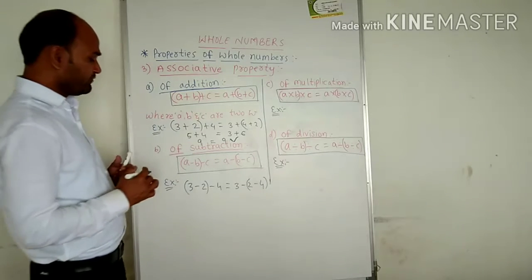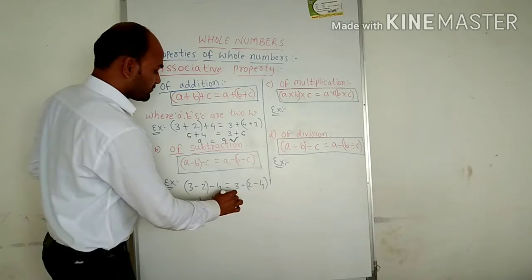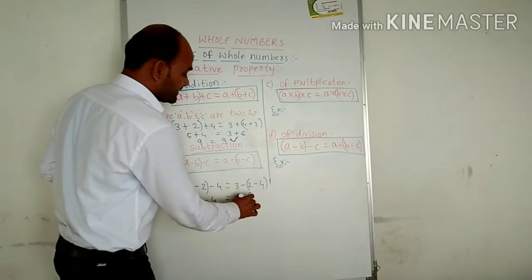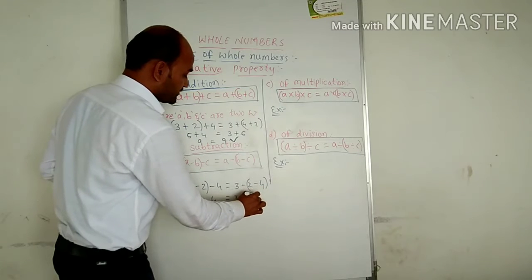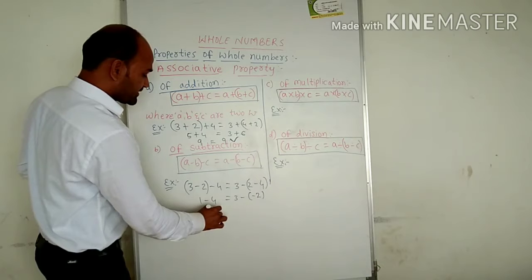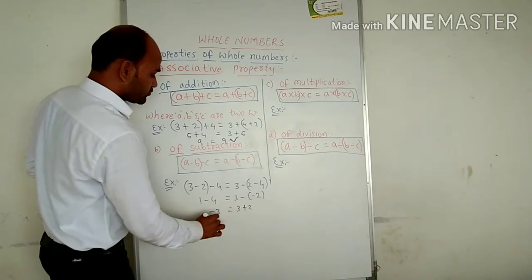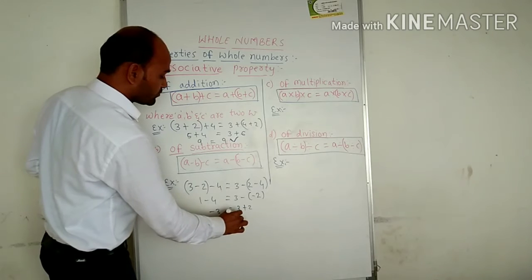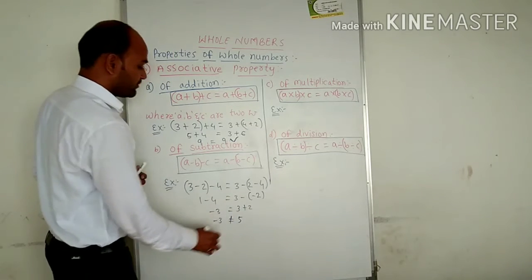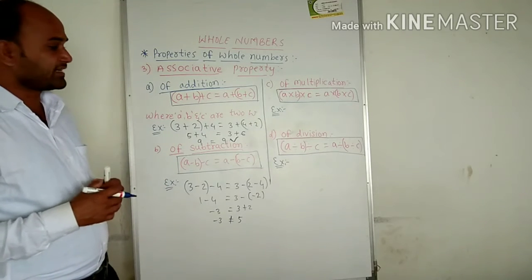Let me check here. 3 minus 2 becomes 1, minus 4. Then 1 minus 4 becomes minus 3. And on the other side, 2 minus 4 becomes minus 2, and 3 minus minus 2 becomes 3 plus 2, which is 5. So minus 3 is not equal to 5. This is not satisfied. These are not equal, so this property does not satisfy.